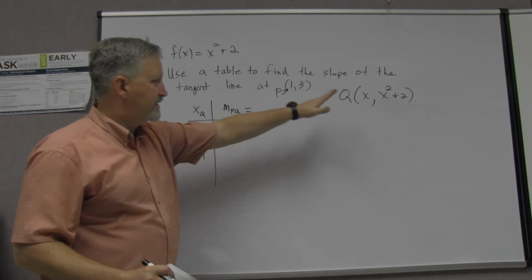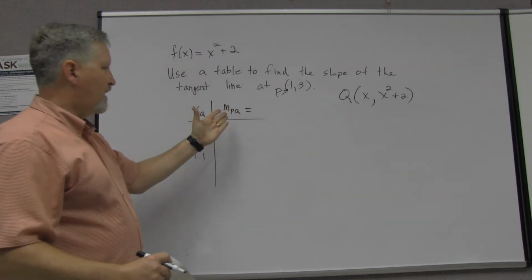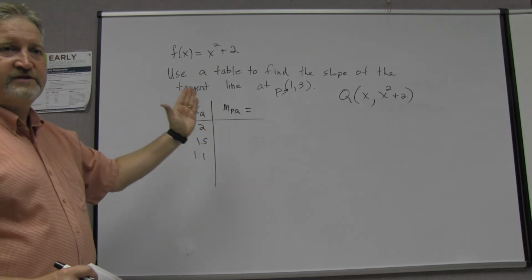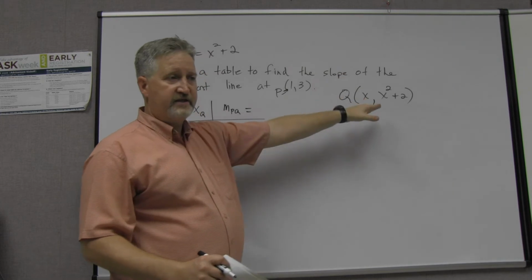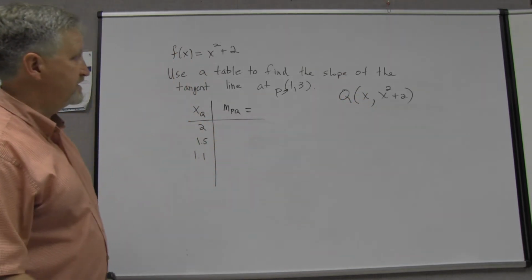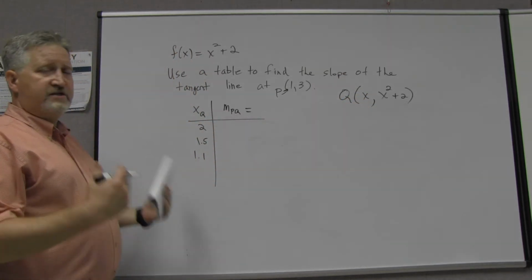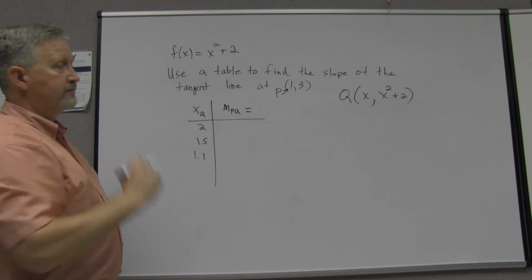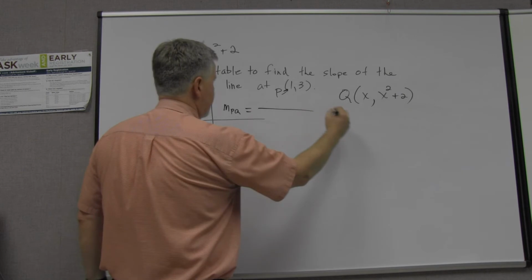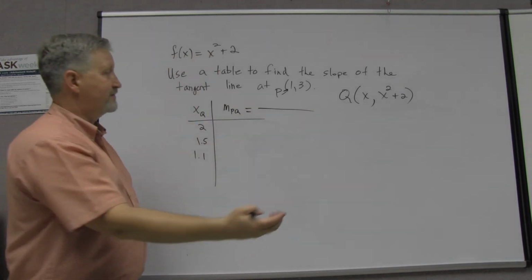So if that's my P and that's my Q, what's my MPQ then? What's the slope of that? And again, this Q gives me that secant point to get my secant line. What's going to be the slope of that secant line? Well, based on that general Q point there, it's the same thing, right? Difference of the Y's over difference of the X's?